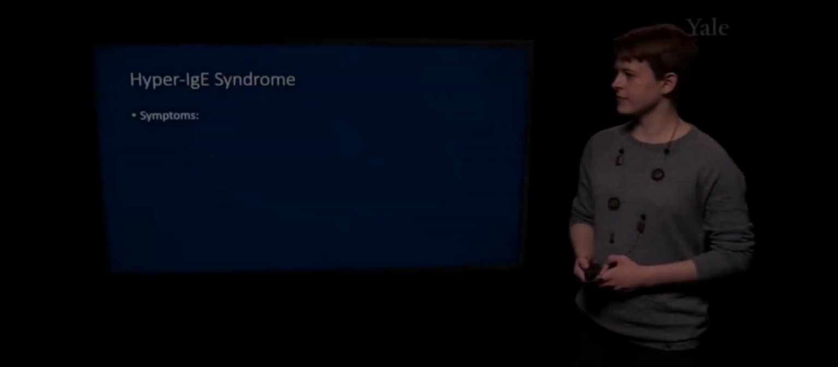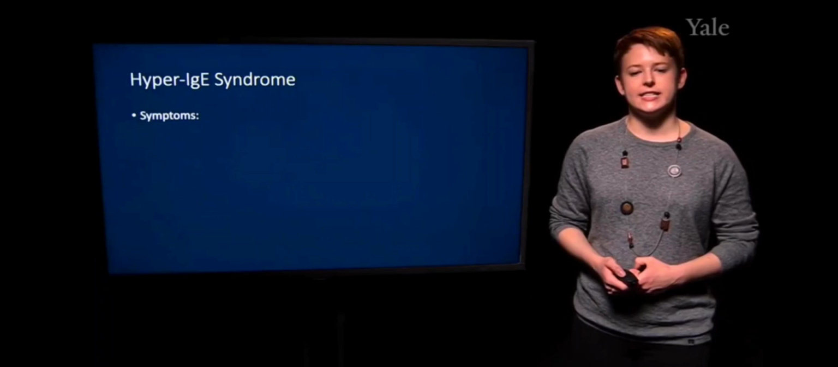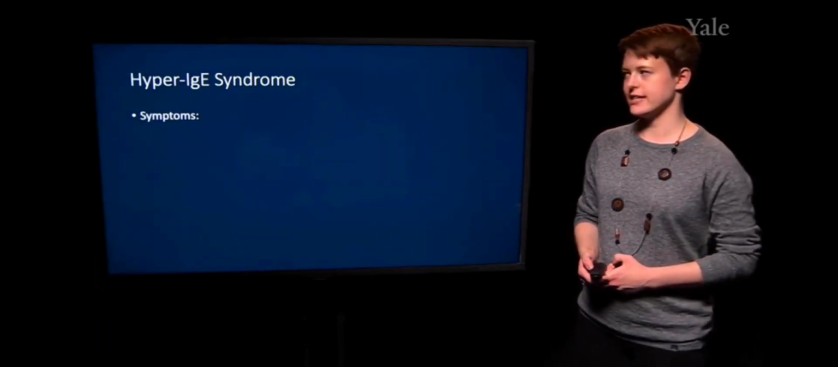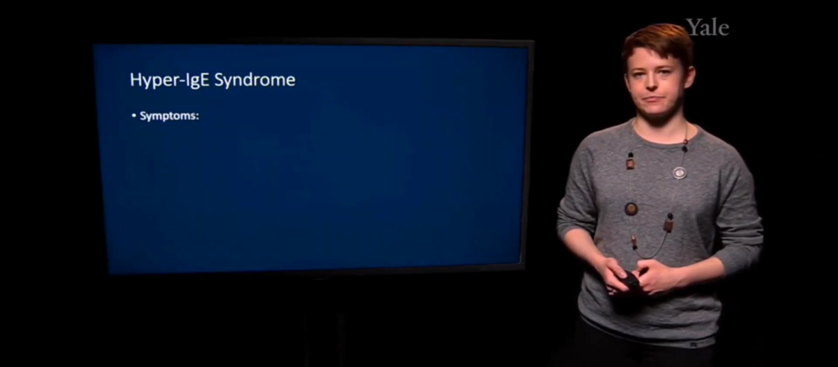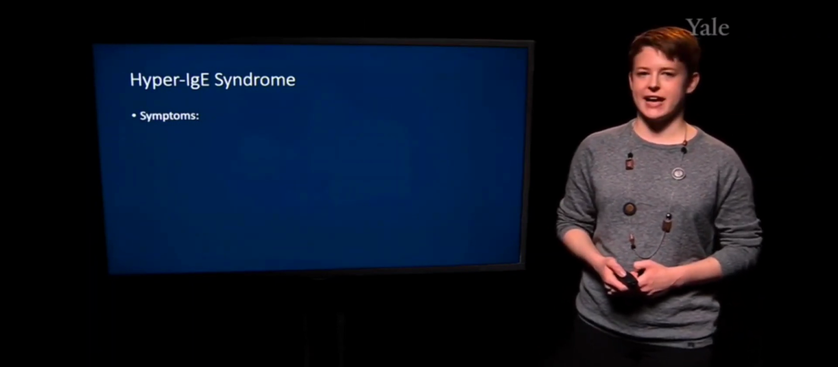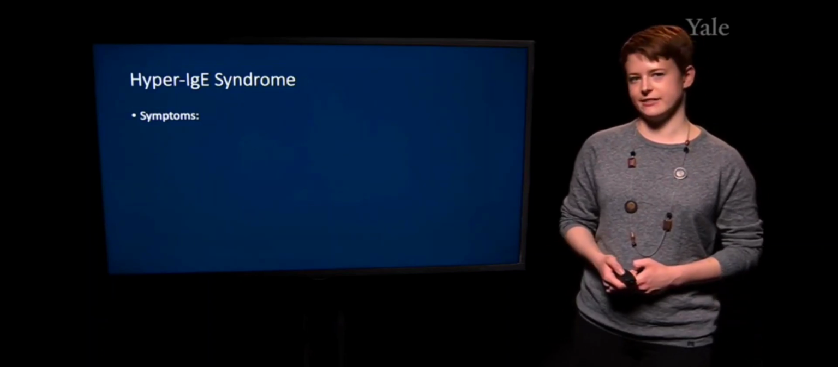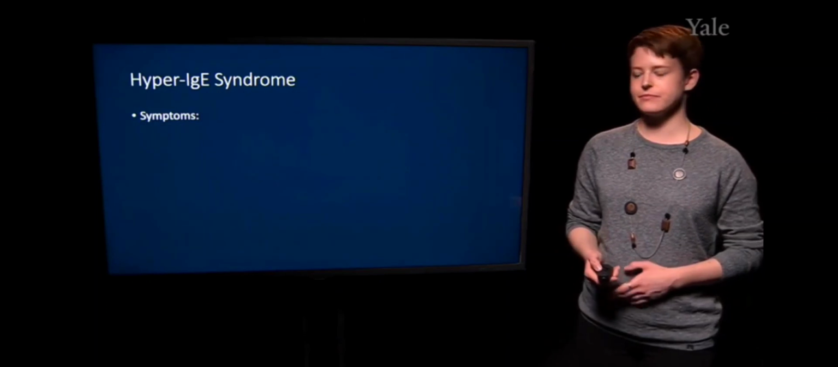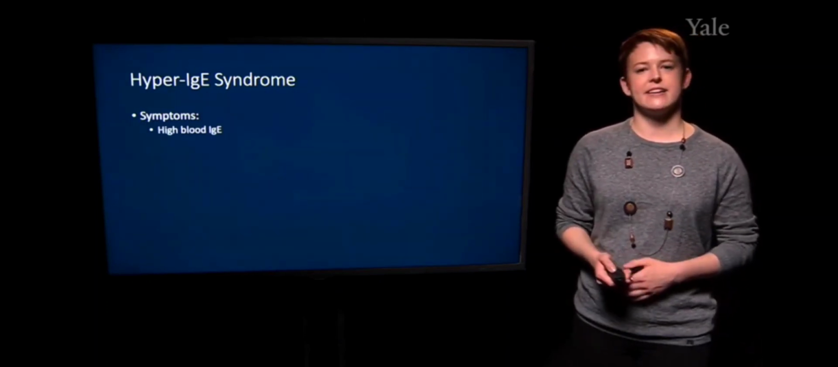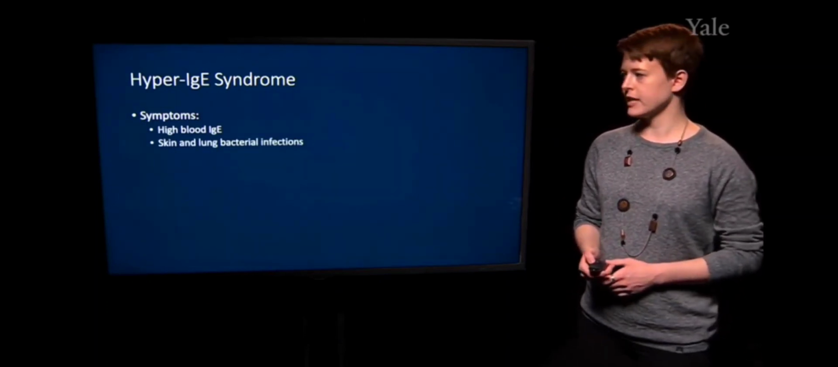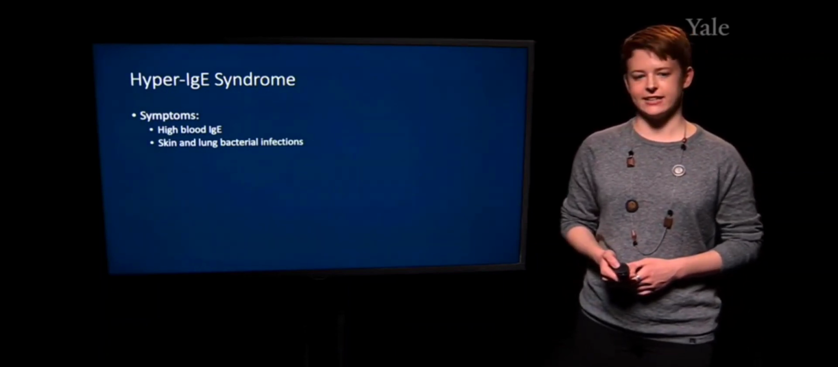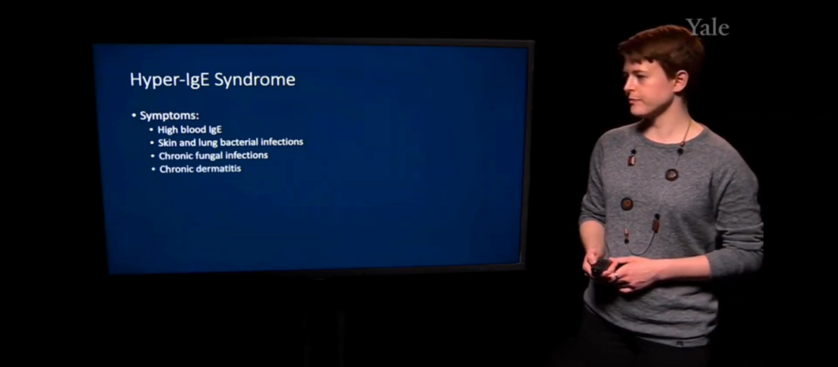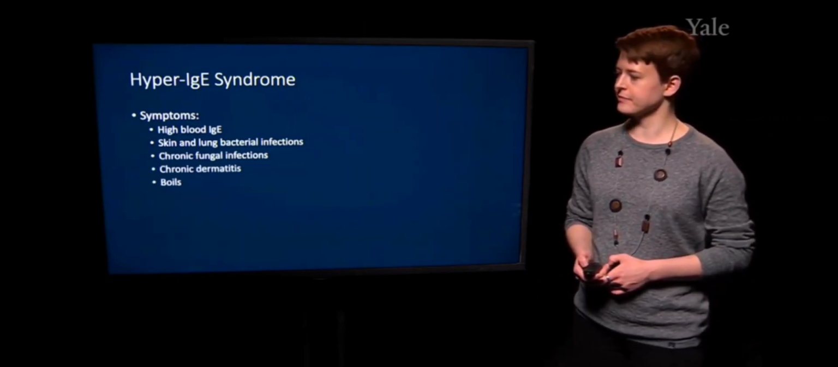One antibody defect that does have important ramifications for patients is called hyper-IgE syndrome. So again, let's take a step back and look at this as clinicians. We have a patient who comes into the clinic presenting with a set of symptoms. We see in their blood they have very high IgE. They also have recurrent skin and lung bacterial infections, as well as chronic fungal infections and chronic dermatitis. They also have skin boils.